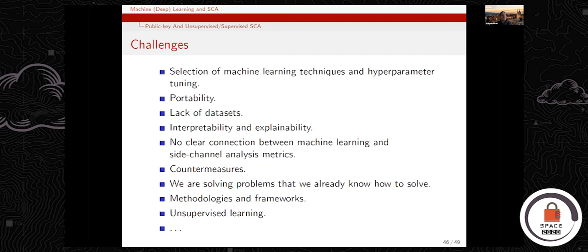Portability, so this difference of data sets. Then the lack of data sets. Then the very important topic of interpretability and explainability. Fine, our neural network did something, but can we really understand what it did? Then that problem of no clear connections between machine learning and side channel metrics. Then the countermeasures. Then also the perspective that we are solving problems that we often already know how to solve. Then challenges, how to make good methodologies, then how to go into an unsupervised learning setup for instance, for block ciphers.